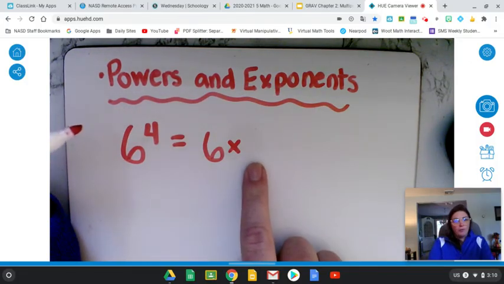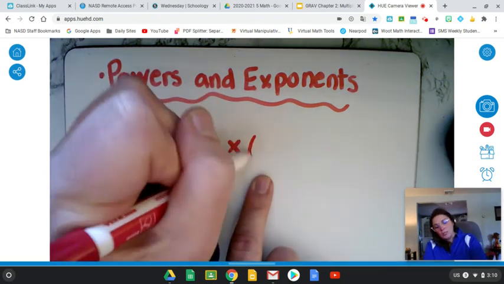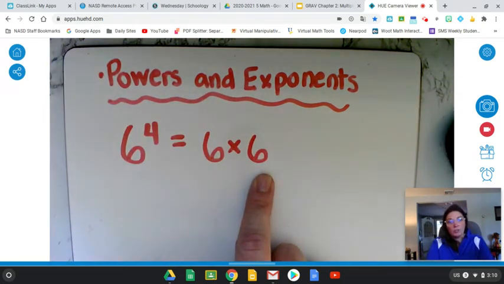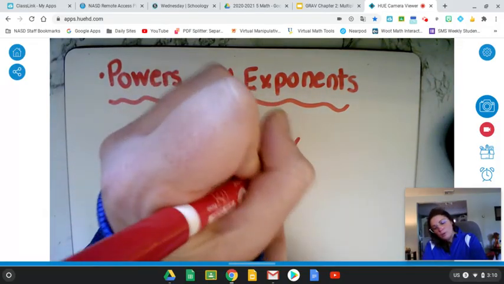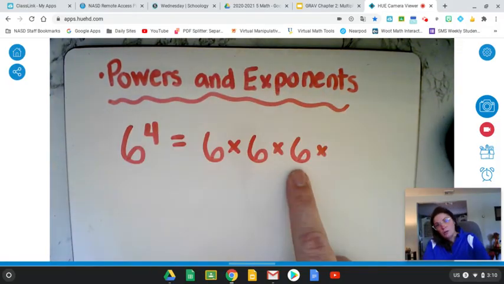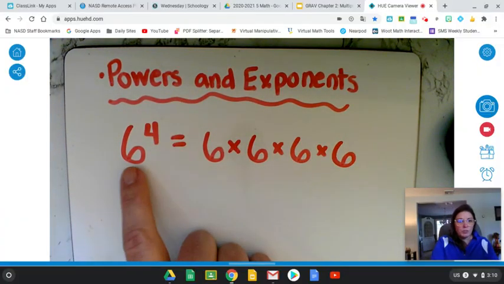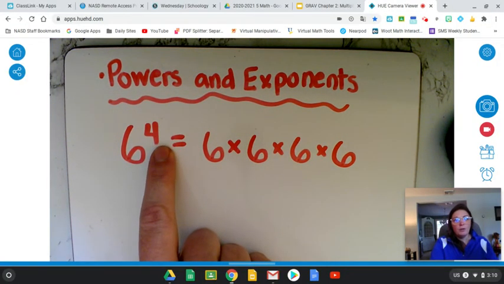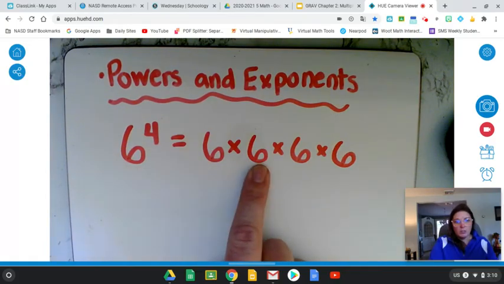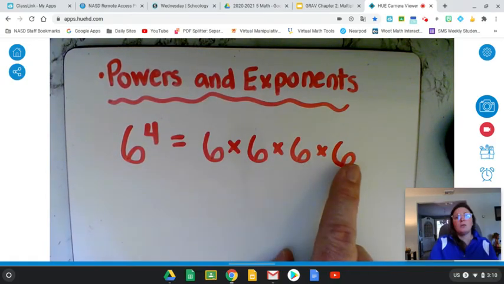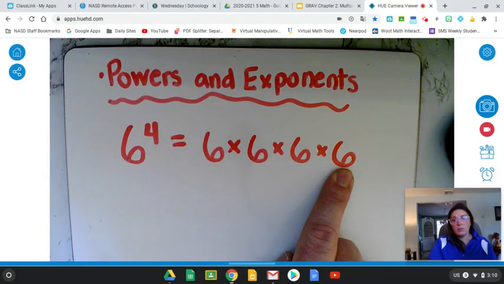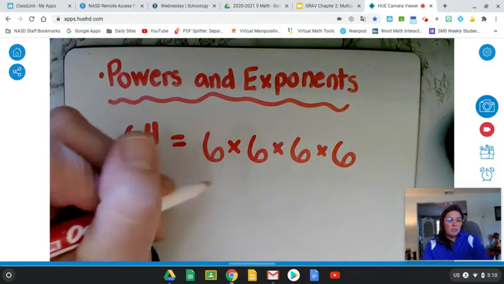So I don't write 4. I need to write a 6 4 times. 1, 2, 3, and 4. So now I've shown you 6 to the 4th power is 6 times 6 times 6 times 6. 6 multiplied 4 times.